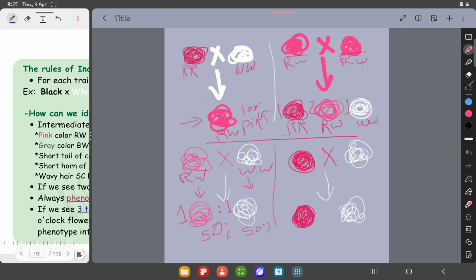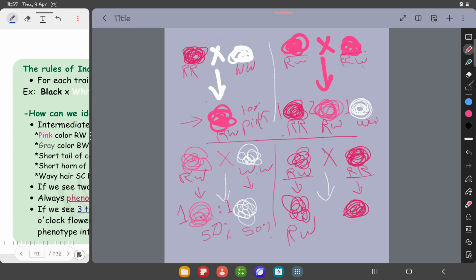And if you cross red with pink, the same thing. The red one is R capital, which is homo, and the pink is RW, it's hetero. Whenever you cross homo with hetero, half of the offspring will be from this hetero one, which is pink also, and half of them will be R capital. You can do the cross and you can see the same thing.